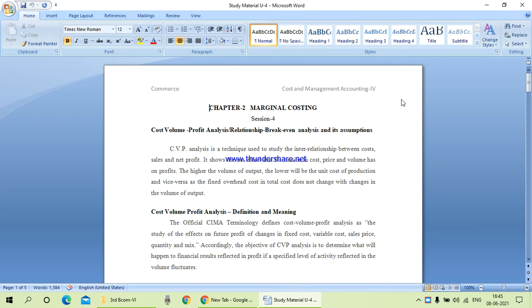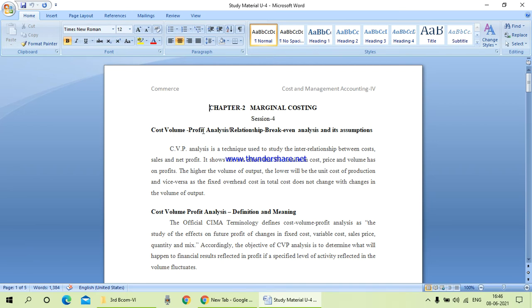Under Cost and Management Accounting 4, chapter number 2, Marginal Costing. Under Marginal Costing, we have already seen 3 sessions. Now let us see session number 4. Under session number 4, we will discuss cost volume profit analysis or relationship, break-even analysis and its assumptions.